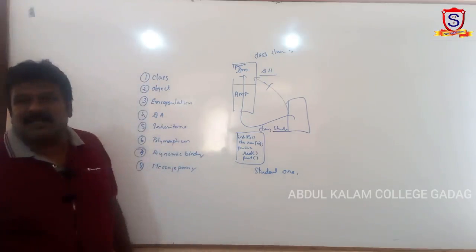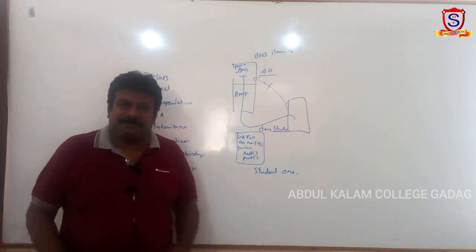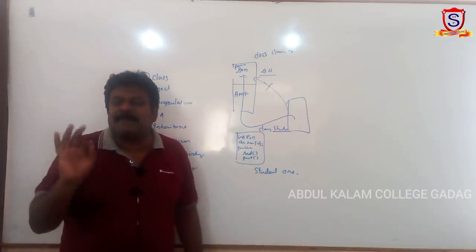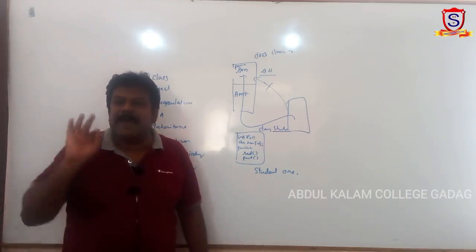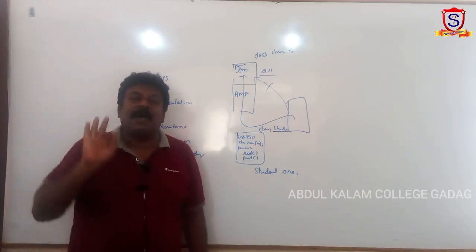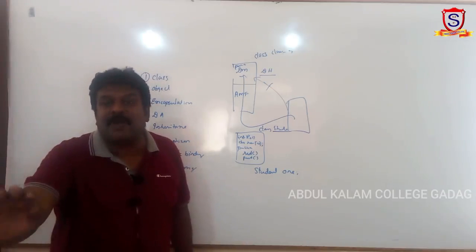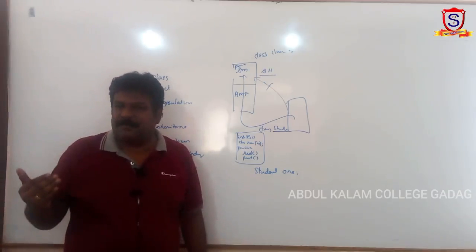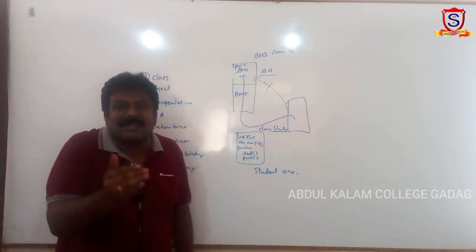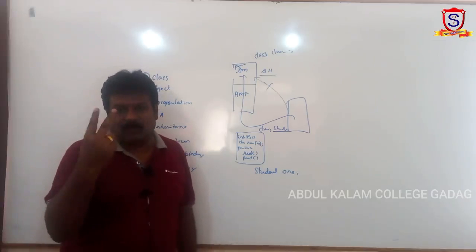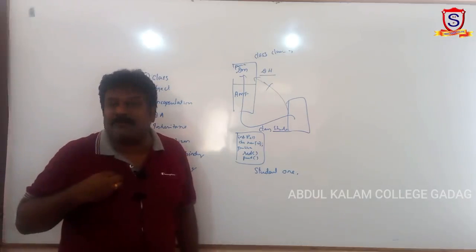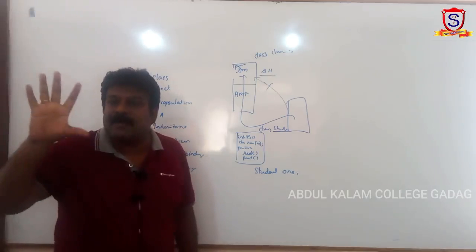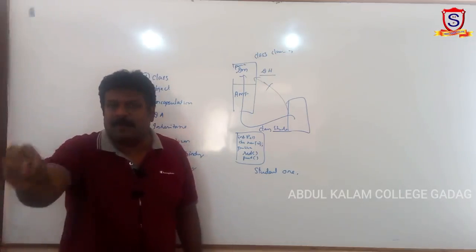What about data abstraction? Data abstraction is a process in which we make only necessary information available to the user and we are going to hide all unnecessary information. So why is this unnecessary information hidden? For two reasons. First one, I am not willing to disclose it to my customers or my programmer.